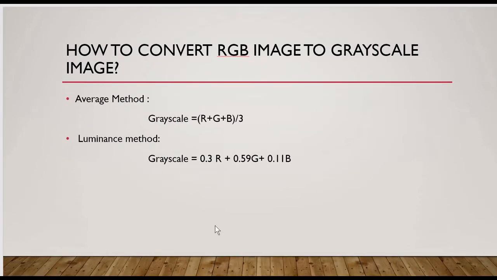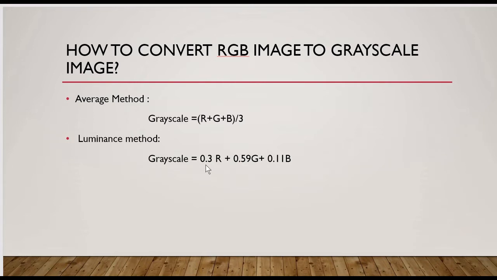How to convert an RGB image into a grayscale image? There are mainly two methods to convert an RGB image into a grayscale image. First is the average method and second is the luminance method. In the first method, we take the average of red, green and blue. In the luminance method, we take 30% of red, 60% of green and around 10% of blue, and this formula is made on the basis of how much wavelength of that color is present in white light.